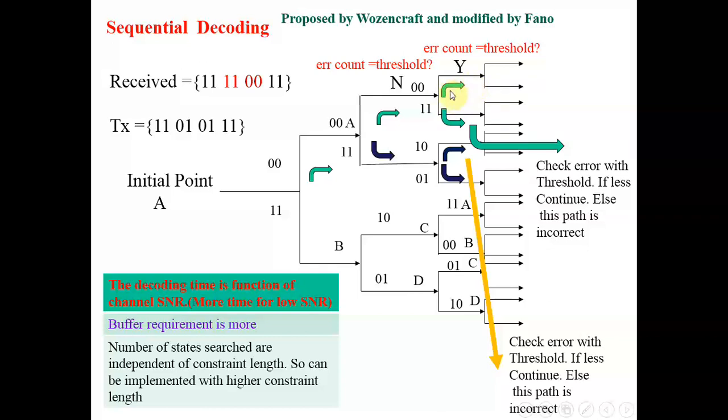I took this path, and after taking this path my error count is equal to the threshold. So this path is incorrect. I should take another path from this point, right? Now if I take this path and compare my error count, and it is not equal to the threshold, if it is less than the threshold, I can continue this.